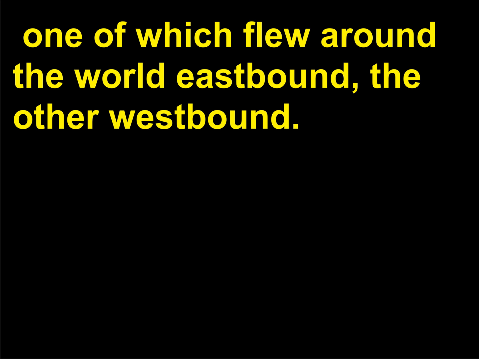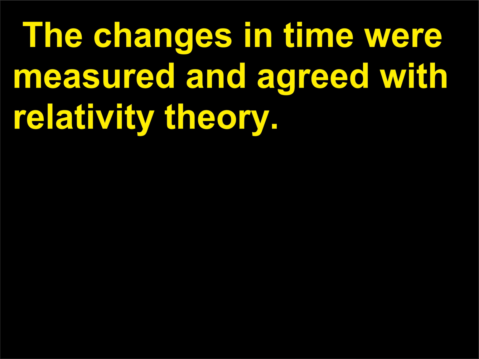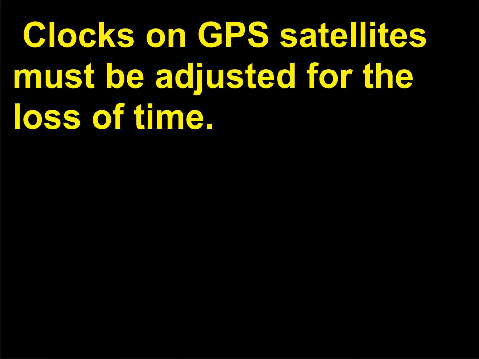In 1971 atomic clocks were placed on planes, one of which flew around the world eastbound, the other westbound. The changes in time were measured and agreed with relativity theory. Clocks on GPS satellites must be adjusted for the loss of time.